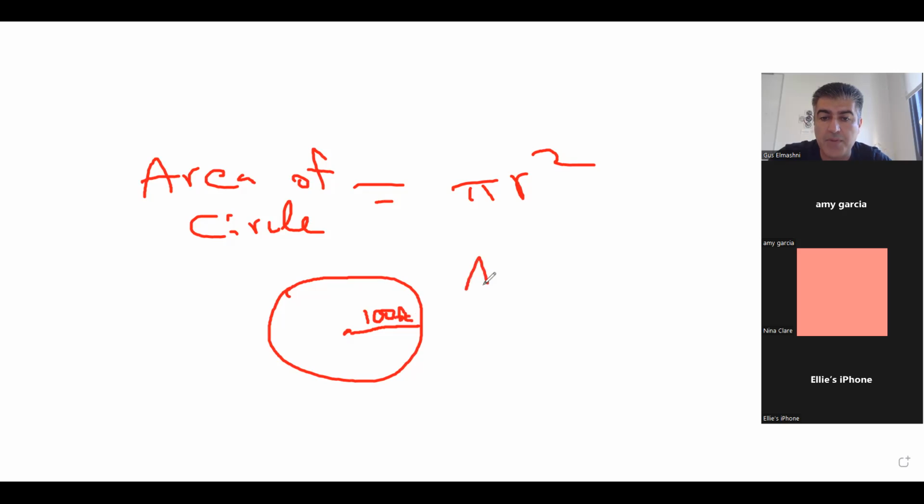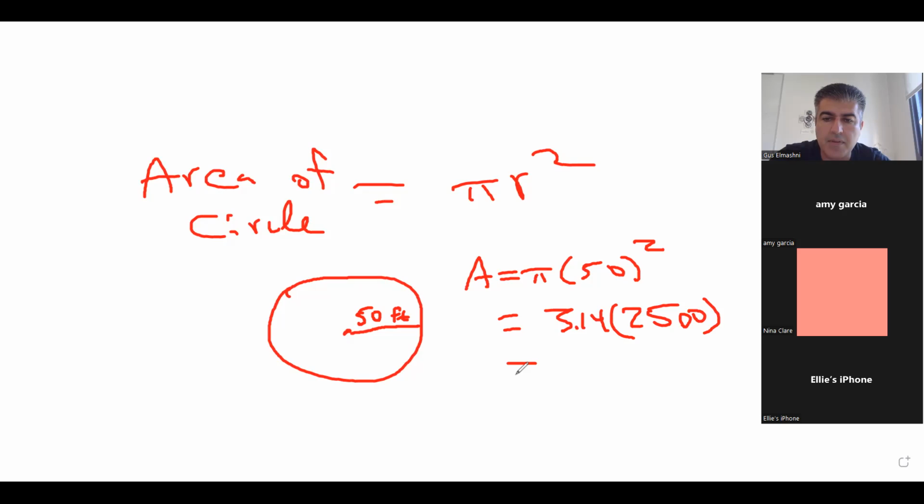So if I want to find that area, I would just do this. Actually, when I think about it, I think it was much smaller than that. I think it was like 50 feet. So we'll do 50 instead. If you work that out, it's going to be 3.14 times 2,500. And I use my calculator. So it comes out to about 7,850 square feet.